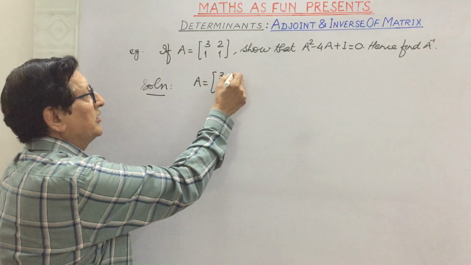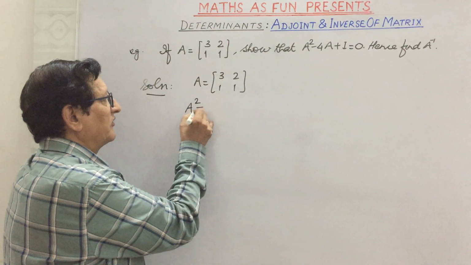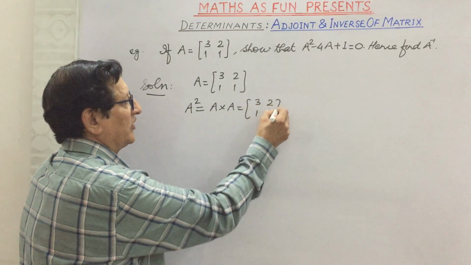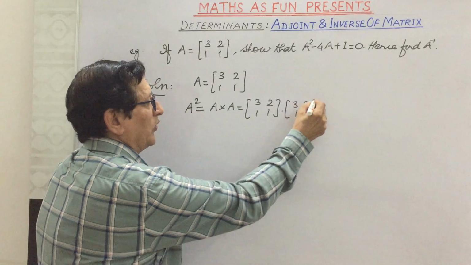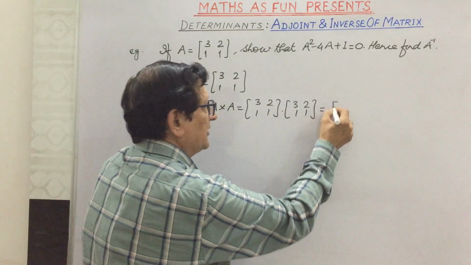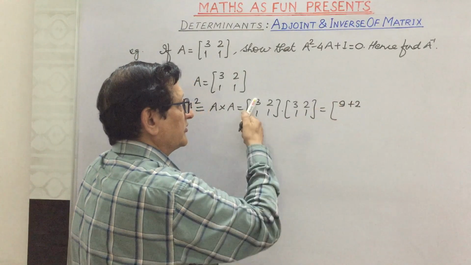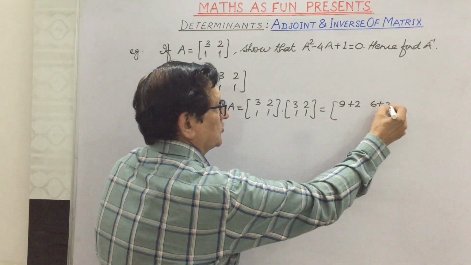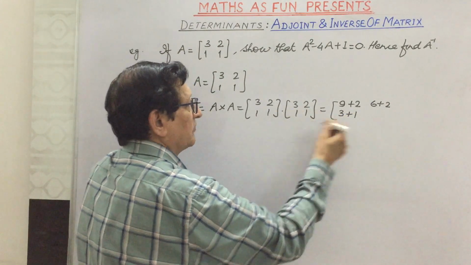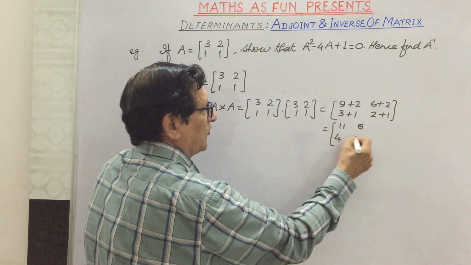For the solution, what we do, we write the matrix which is given to us, A, that is 3, 2, 1, 1. Then we find A square, and we know that A square is A into A. So we write here 3, 2, 1, 1 into 3, 2, 1, 1. And we know that matrices are multiplied from row to column. So this will be 3 into 3, 9 plus 2. This is 6 plus 2. This is 3 plus 1, and the last element is 2 plus 1. So this comes as 11, 8, 4, 3.